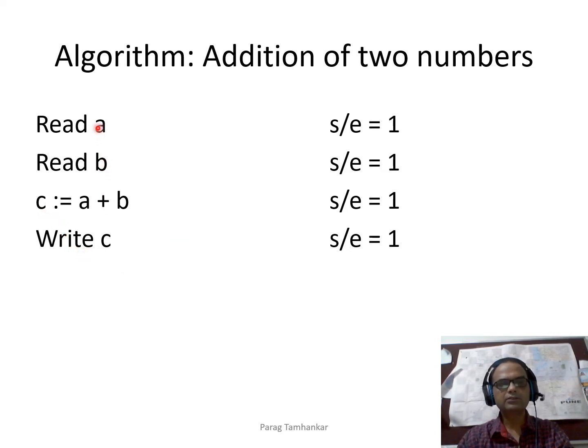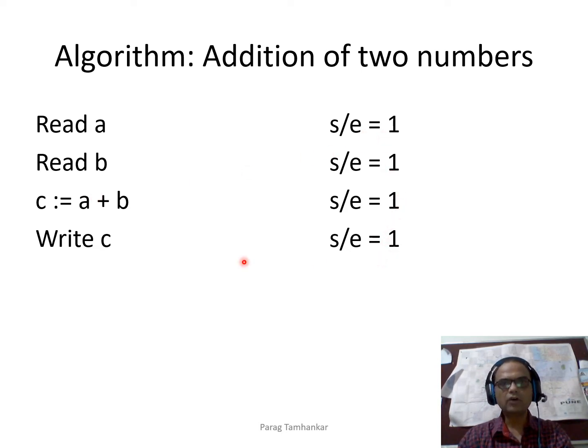Now how many instructions are there? Four instructions. And what would be the charge assigned to every instruction? 1 unit, as we have already decided. There are only four instructions. And how many times does each instruction get executed? Only once, right? Because there is no loop over here. So every instruction will execute only once, and every instruction will require a charge of 1 unit.